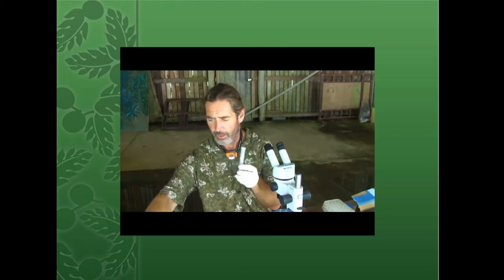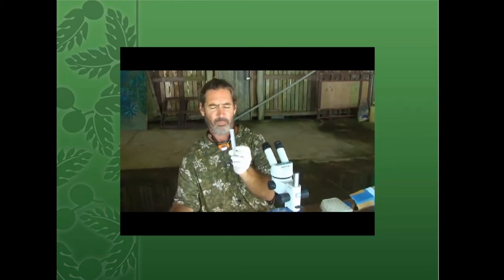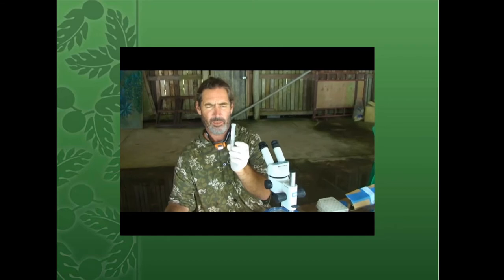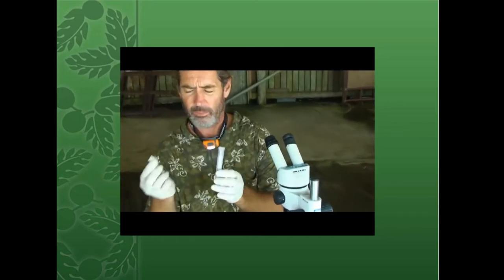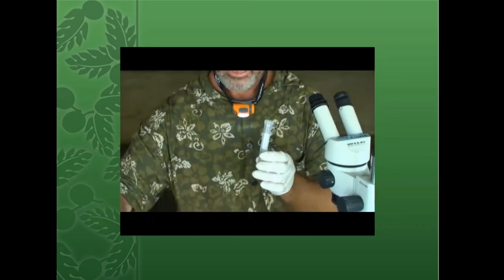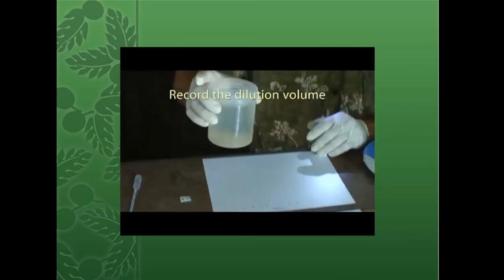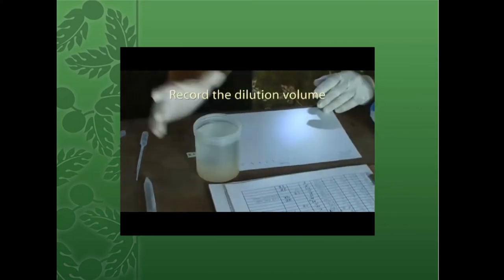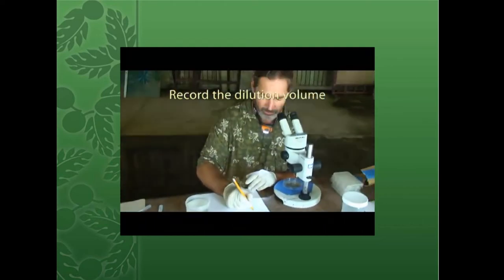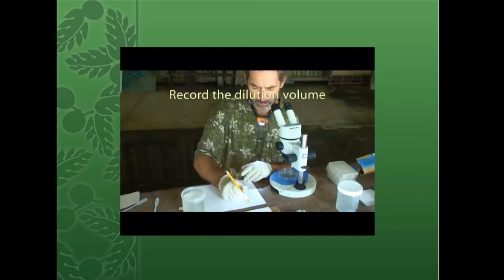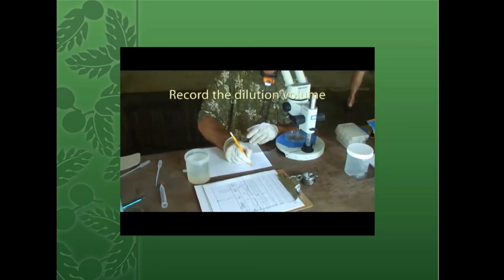So I've taken a subsample of an ovary that was in this tube along with some Gilson's fluid. I've pulled out the tag, and then I've diluted that whole subsample up to 400 milliliters. That's important. One of the things you always need to keep track of is what your dilution is, and I've found that 400 milliliters works quite well.